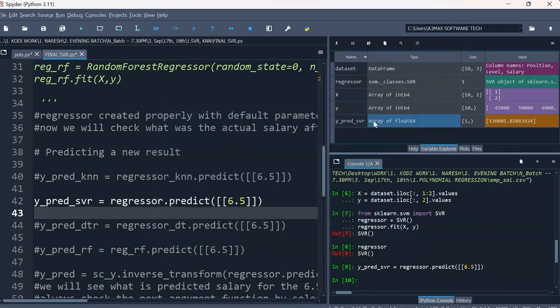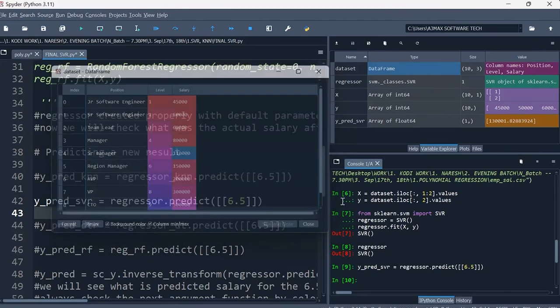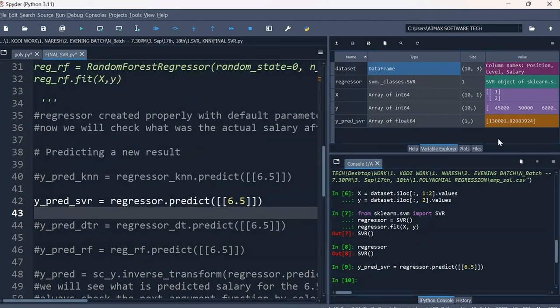Now, is it an accurate prediction for the 6.5 level? Yesterday we discussed what the expected salary would be, guys. It should be between 150 to 200, or not? It should be between 150 to 200. But the model predicted how much? 130.